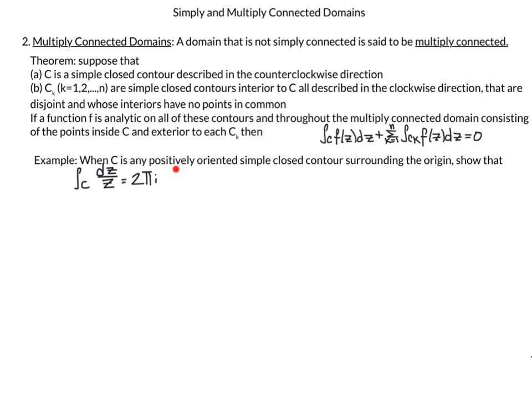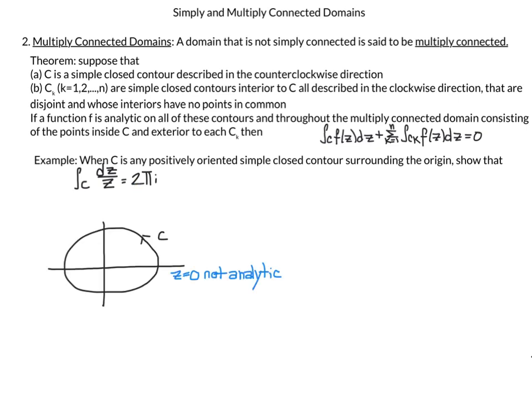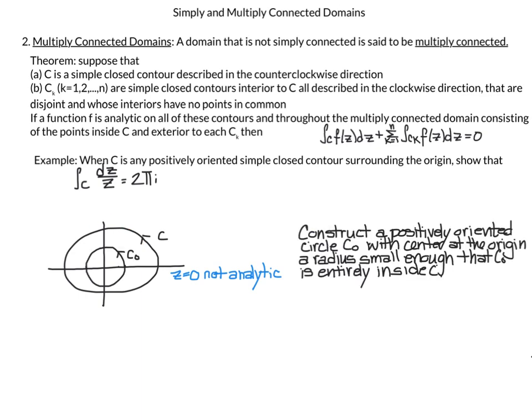When C is any positively oriented simple closed contour surrounding the origin, show that the contour integral of 1 over z dz is equal to 2 pi i. I have a picture here. I have C, a positively oriented simple closed contour surrounding the origin. The other thing to note is that my function, 1 over z, is not analytic at z equals 0. I haven't been given enough information about C to be able to parameterize it. But I can use the idea of path deformation.